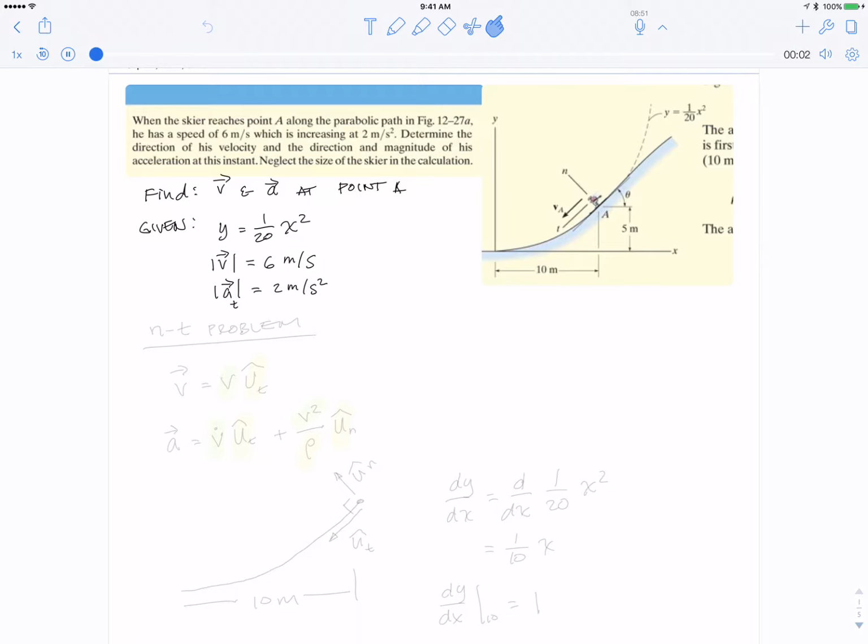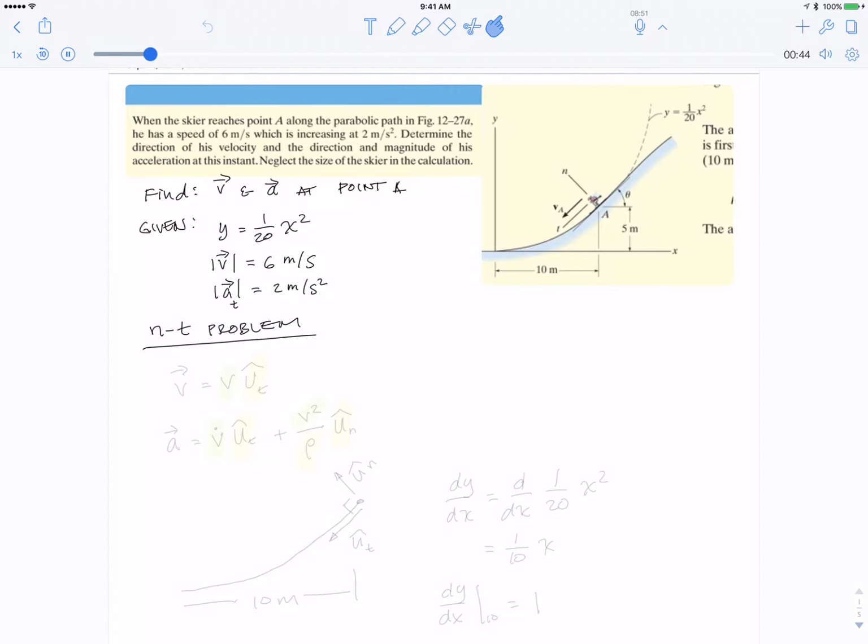So in this example, we're asked to calculate the magnitude and direction of the velocity and acceleration at point A. We're given the equation of the slope that the skier is going down on. We're given the velocity at 6 meters per second, and we're given the acceleration in the tangential direction, or v dot, is 2 meters per second squared. So we see that we're given the path, the equation for the path, and it's asking for normal and tangential things. So this is clearly going to be an NT problem.